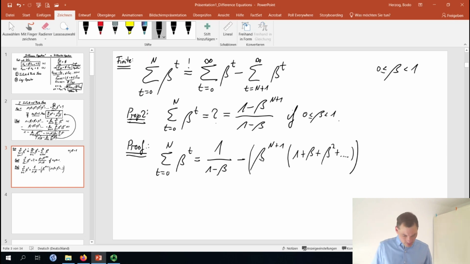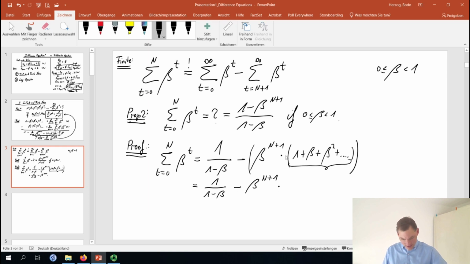Look, this is beta^(n+1) first, then beta^(n+2), beta^(n+3), and these terms are subtracted. Okay, but can we simplify this? Well, the first term is clear. This is the term n plus 1. Well, what is this here?